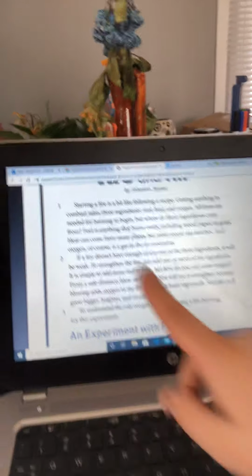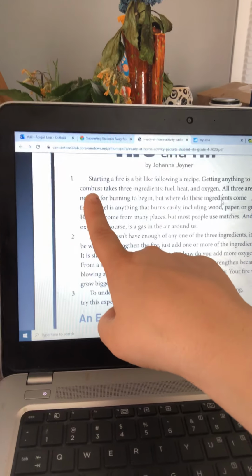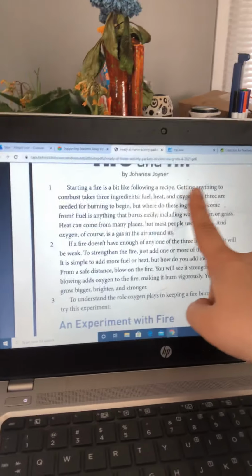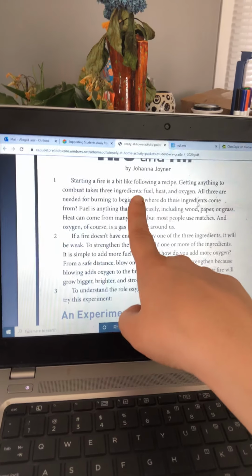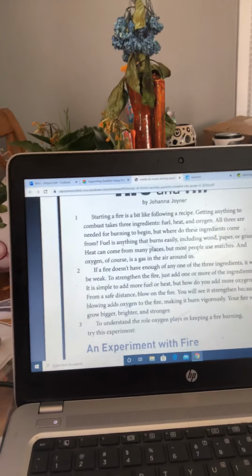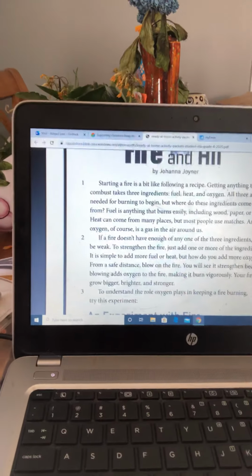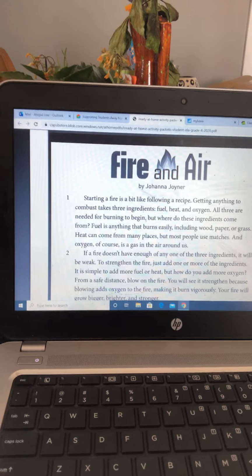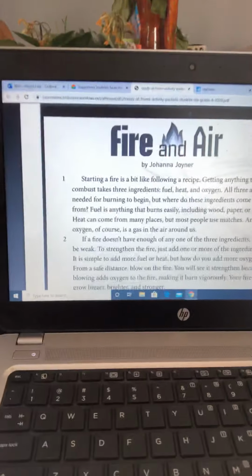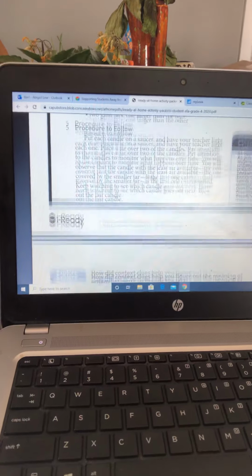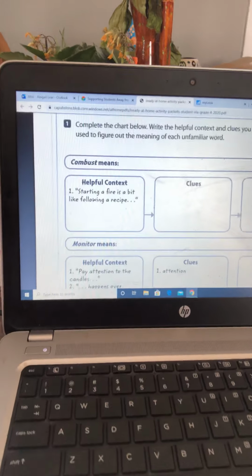So let's go back to the text and find combust. Here it is, combust, in the first paragraph. Getting anything to combust takes 3 ingredients: fuel, heat, and oxygen. So fuel, heat, and oxygen make something combust. What does combust mean? Well, what's this about? It's about fire and air. So combust must have something to do with fire and air. It already gives us a clue in the chart.